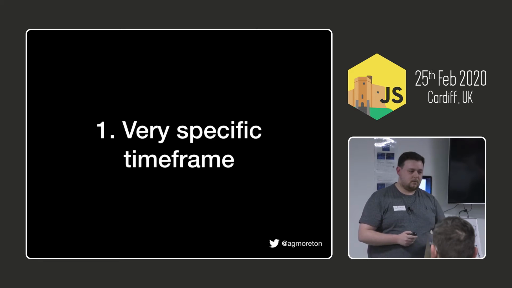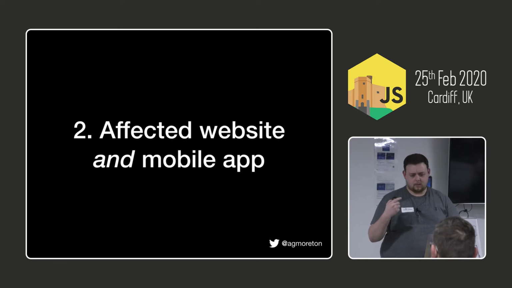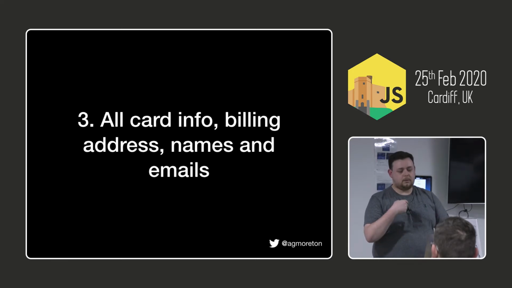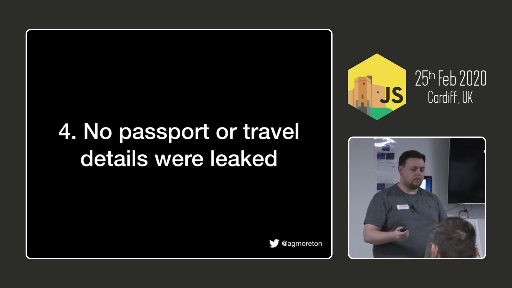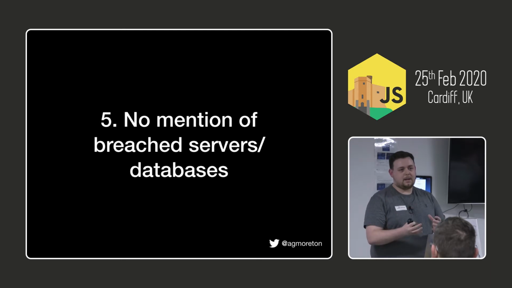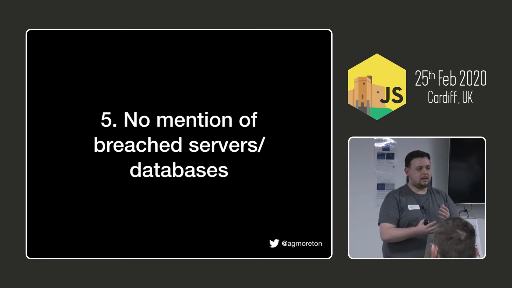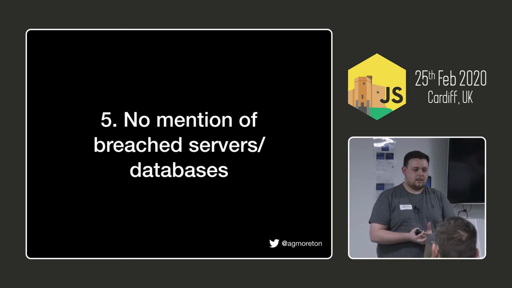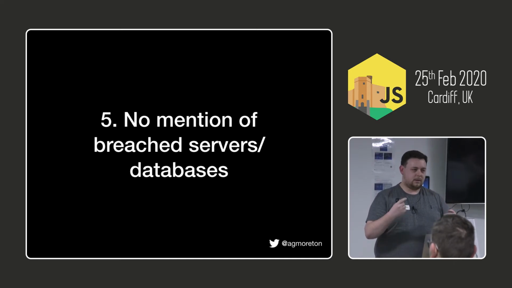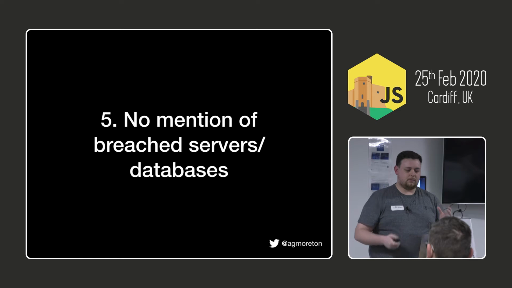So we know that we have a really specific time frame that this breach occurred in. We know that it affected the website and the mobile app. We know that all the card info, the billing address, names, and emails were all breached as well. We know that there were no passport or travel details leaked. And they didn't specifically mention that they had a server breach or a database breach. So these are some interesting points that we'll keep in mind going forward.